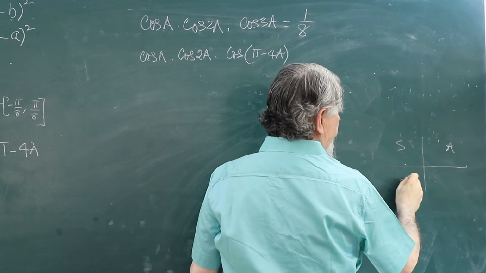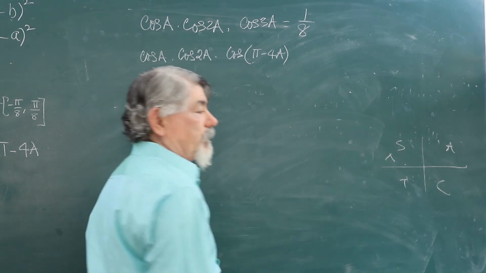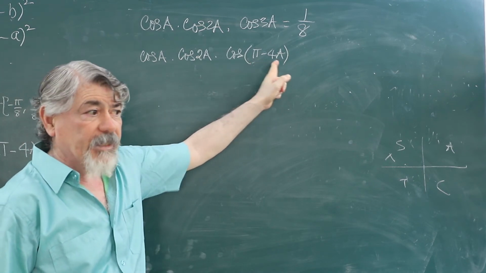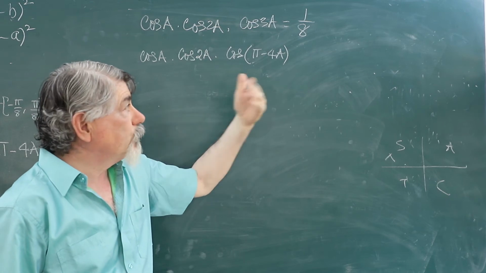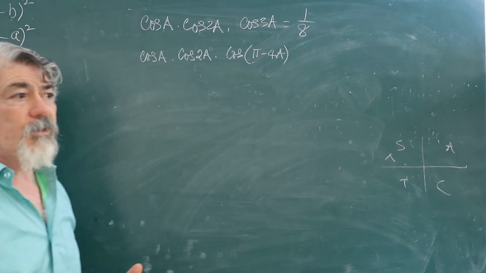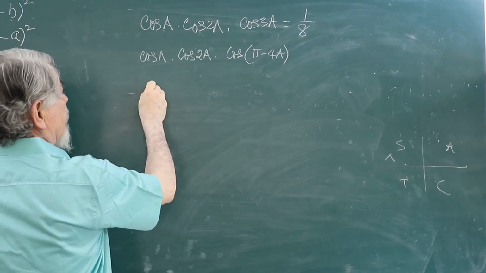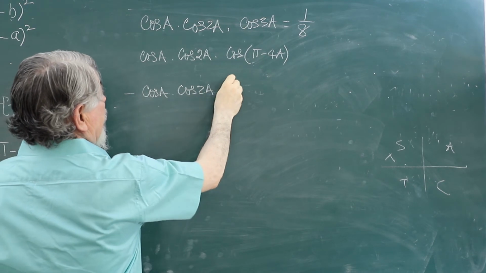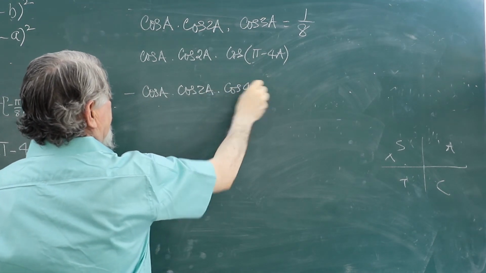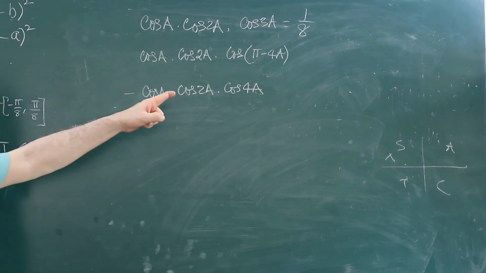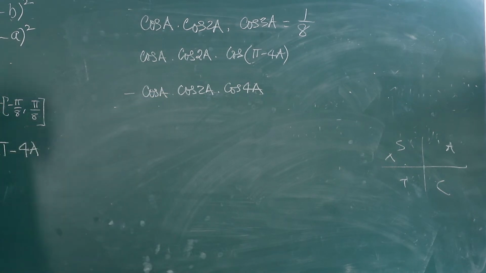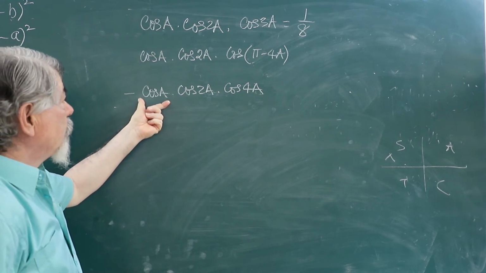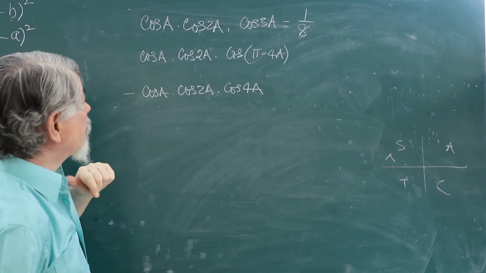Add 4A to pi; it will come into the second quadrant. We are subtracting out of 180, pi minus 4A, so it will come into the second quadrant, and in the second quadrant cosine is negative. So it will become minus cos A, cos 2A, and cos 4A. A negative has come here because cos pi minus theta is minus cos theta. Now I have got cos A, cos 2A, and cos 4A.